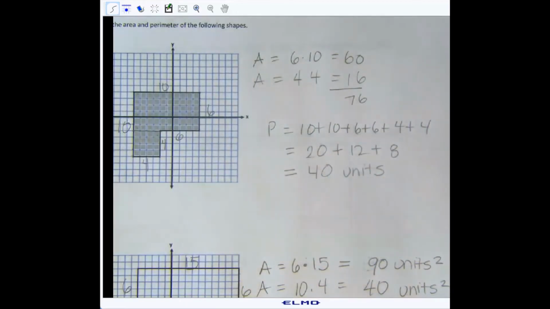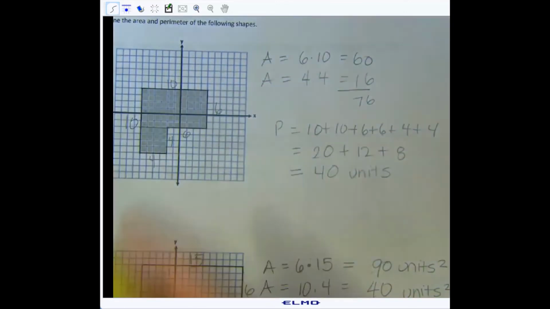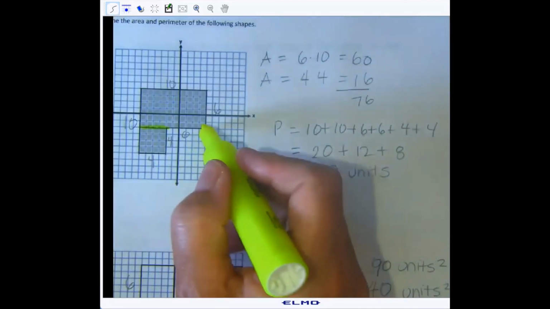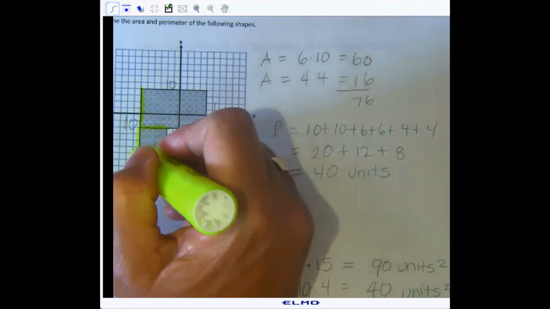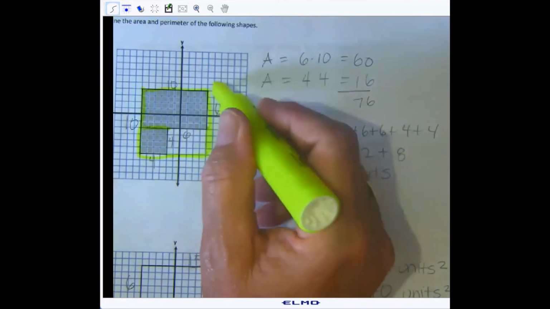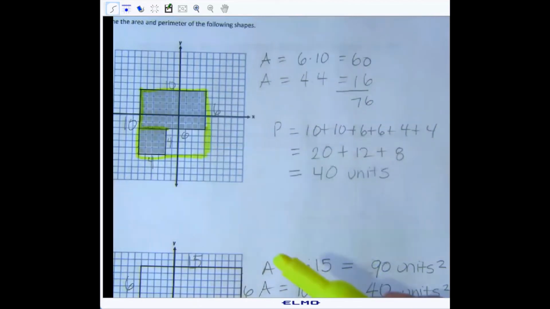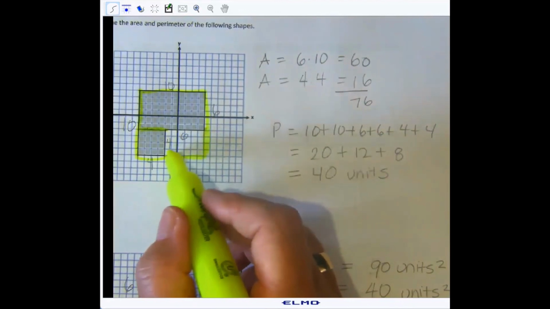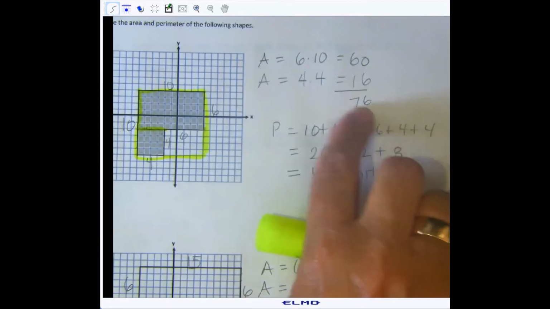The area you can do in two ways. You can calculate the area of two separate rectangles and add them together, or you could calculate the area of this full rectangle that encompasses our shape, which would be a 10 by 10, excuse me. So it'd be 100, and then you would subtract out the 6 by 4 that's missing, this chunk that's missing, and you would get 76. 100 minus 24 is 76.